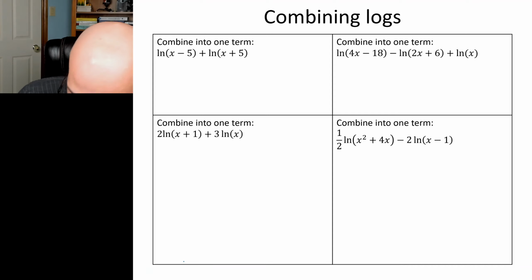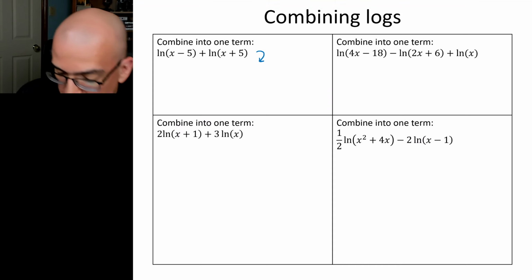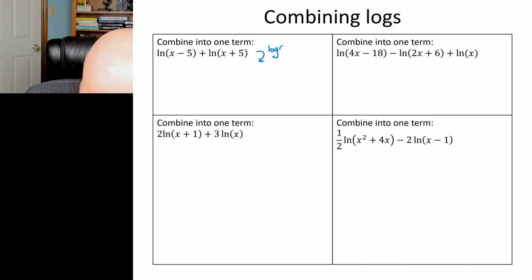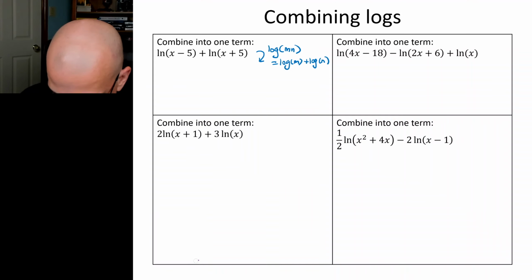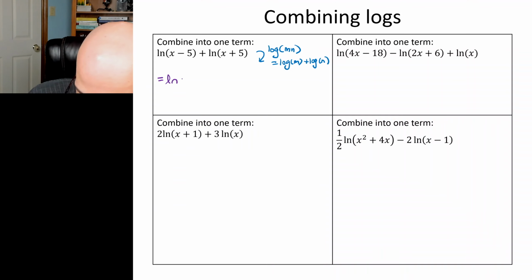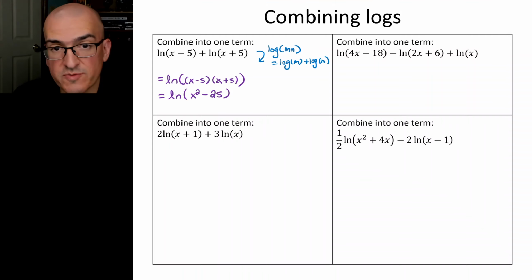So the rule they're going to use for this first one, the log functions have the same base, they're both base e. The rule I'm going to use is the log of m times n is equal to log of m plus log of n. Just using that rule in reverse now. I'm putting them together as the log of one of them times the other one. So this becomes the ln of x minus 5 times x plus 5. Which, if you're interested, you could expand. You could FOIL this out as x squared minus 25. The cross terms cancel.